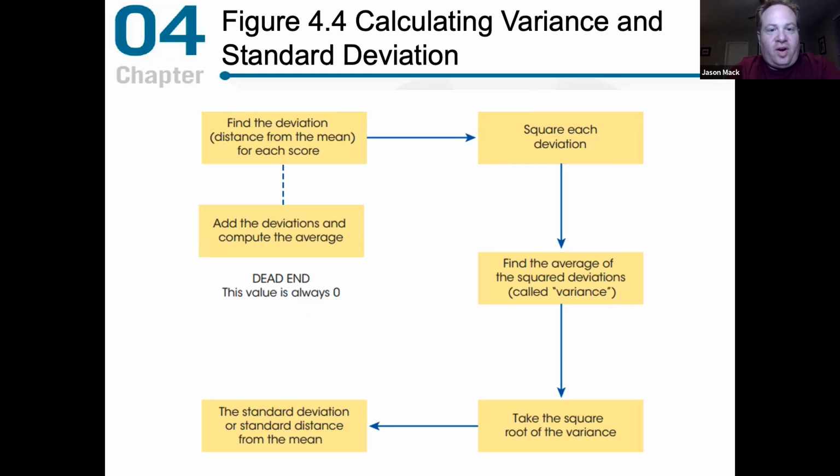So calculating variance and standard deviation: find the deviation, the distance from the mean, square each deviation, find the average of the squared deviations called variance, take the square root of the variance, and then you have the standard deviation, or standard distance from the mean.